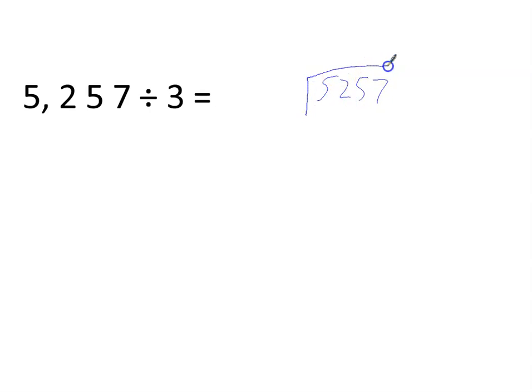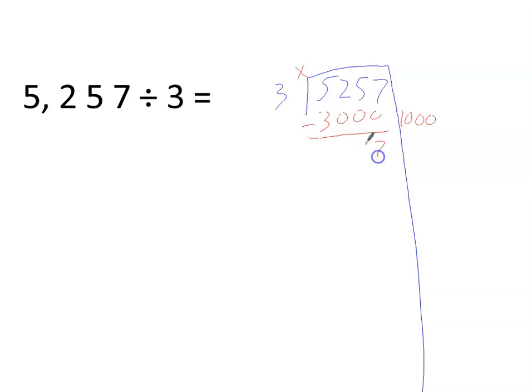5,257 divided by 3. Now previously we had wanted to divide by 100, 200, 500. Now since we got a 4-digit number, we may be able to do 1,000, 2,000, 5,000. And right away I see 1,000 groups of 3 would be 3,000. And I'm down to 2,257.